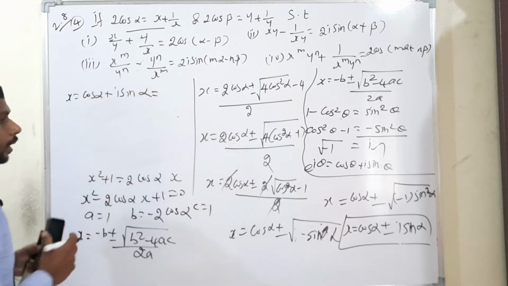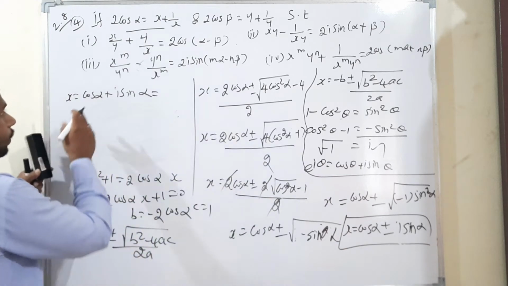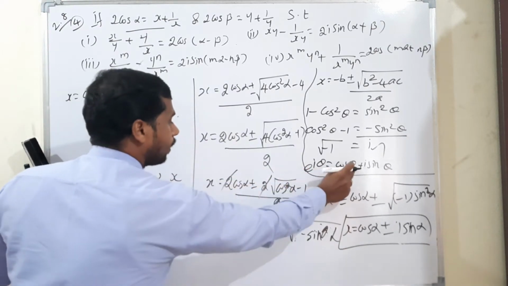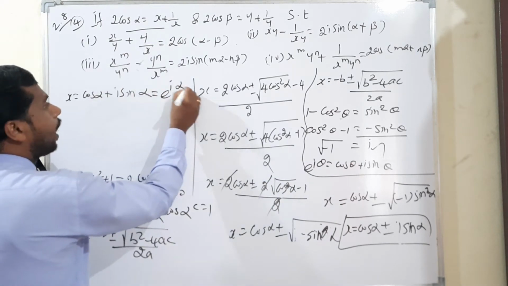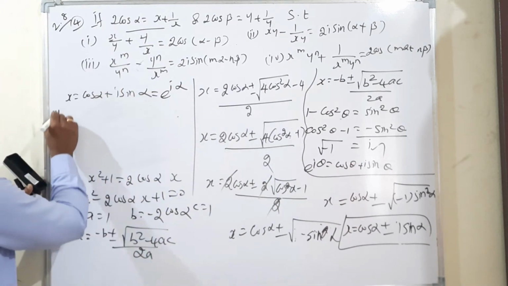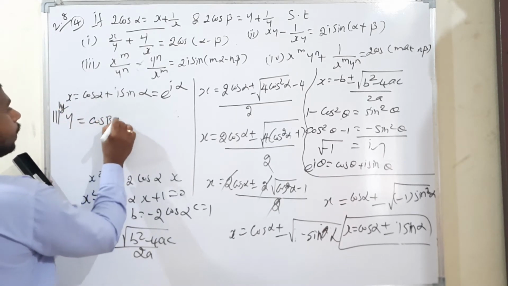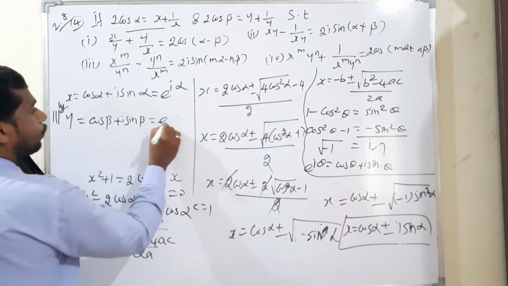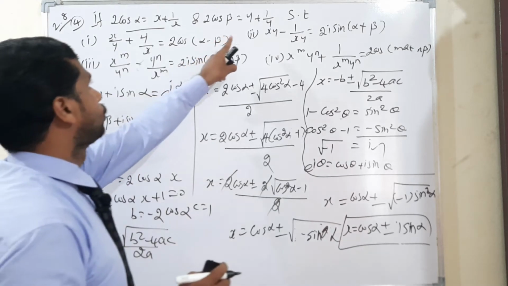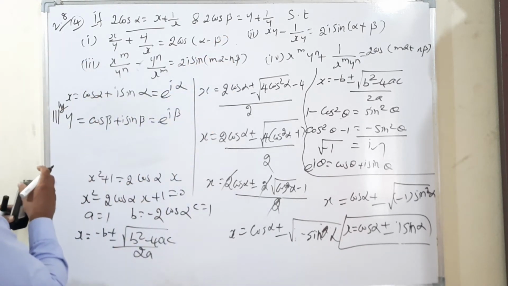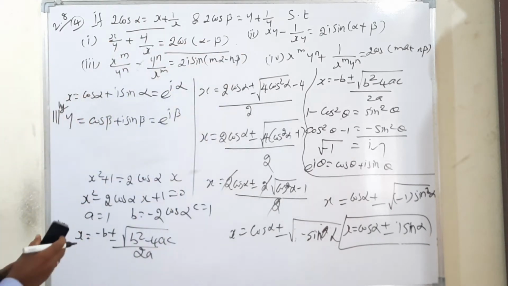Look at this: e power i theta means cos theta plus i sin theta. Here for every angle theta, we have alpha. Therefore we can now write e to the power i alpha. Similarly y is equal to cos beta plus i sin beta, therefore we can write e to the power i beta. So those are two important steps. Then we'll move on to show the first point. What is the first point actually? x by y plus y by x is equal to 2 cos of alpha minus beta.